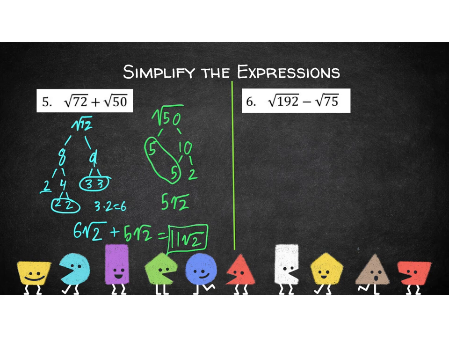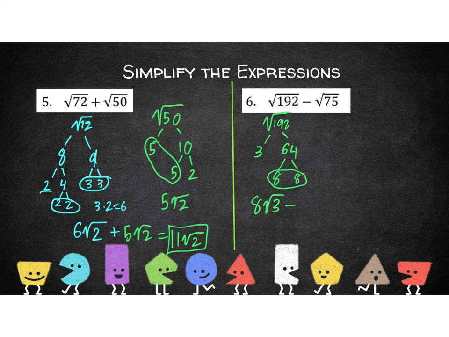Now over here, we're going to be doing something very similar. 192. I know that 192 is divisible by 3. And once divided by 3, it equals 64. 3 is prime, so there's nothing else there. 64 splits into 8 and 8, and that is a pair right there. So we are going to have 8 square root 3.